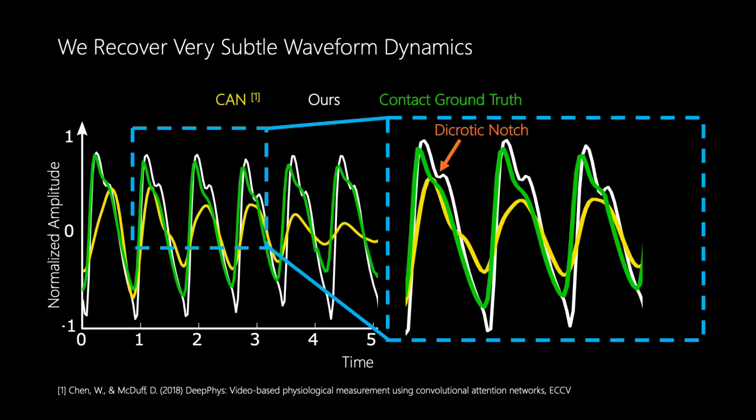We can not only obtain more accurate heart rate and breathing rate estimates, but we can even recover very subtle waveform dynamics, such as this dicrotic notch, which is absent from the yellow baseline waveform. Obtaining waveforms with a correct shape is very hard with camera-based methods, but it is very important for many clinical applications, such as measuring blood pressure.